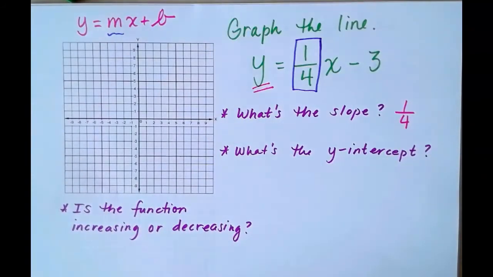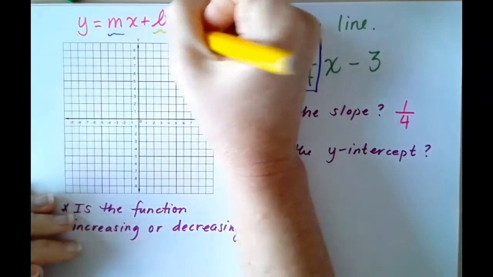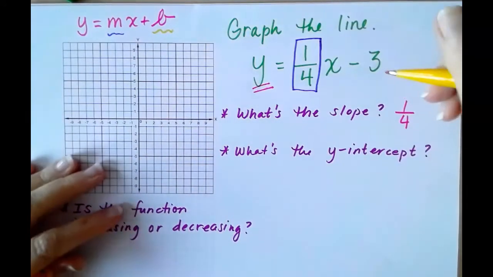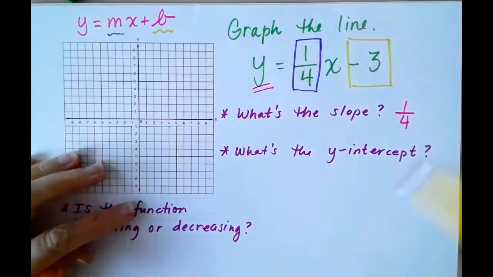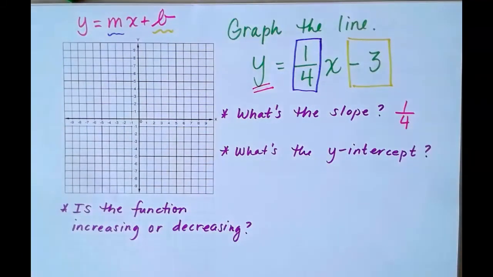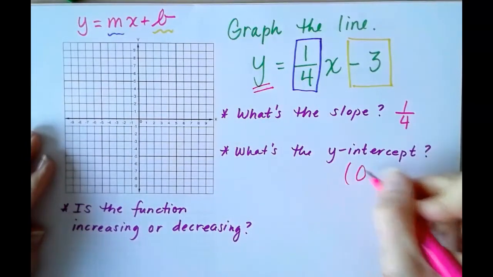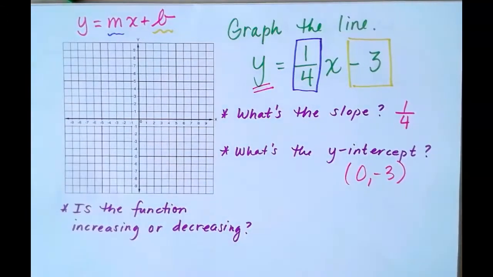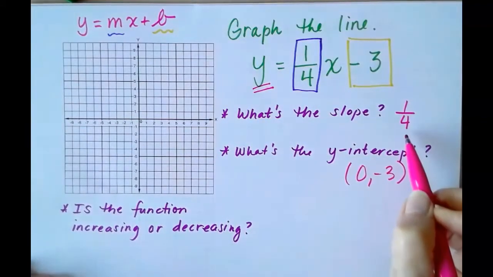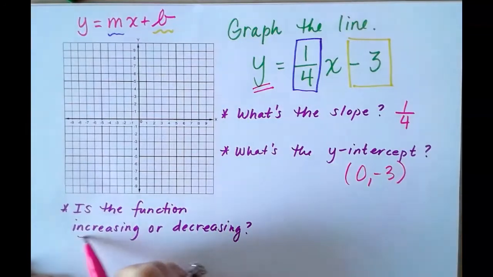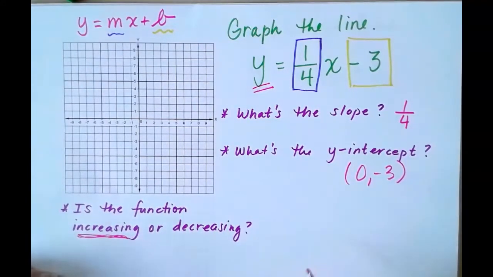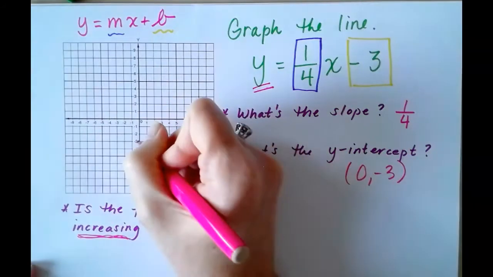Next, we want to know the y-intercept. The y-intercept is the constant, or the b value. In this case, it is -3. So the y-intercept is -3, or you can think of it as the point (0, -3). Since our slope is 1/4, it is positive, so our function will be increasing. Let's graph it. So first, solve for y. Second, find the slope. Next, find the y-intercept and plot it.